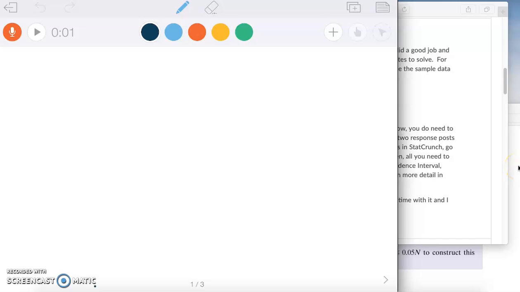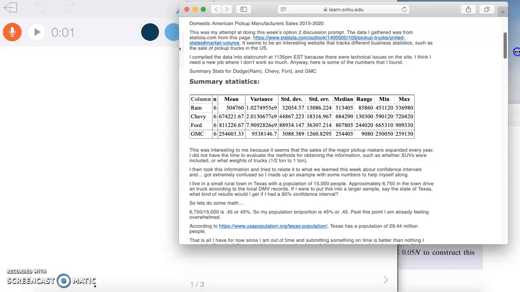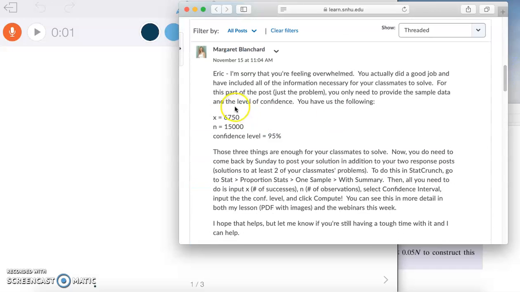I think there was some confusion about how to calculate the confidence interval. I just want to show you how to do it manually so that you know how to do it going forward. Looking at your problem, we have all this information up here, but when I boiled it down in my response, these are the important things.